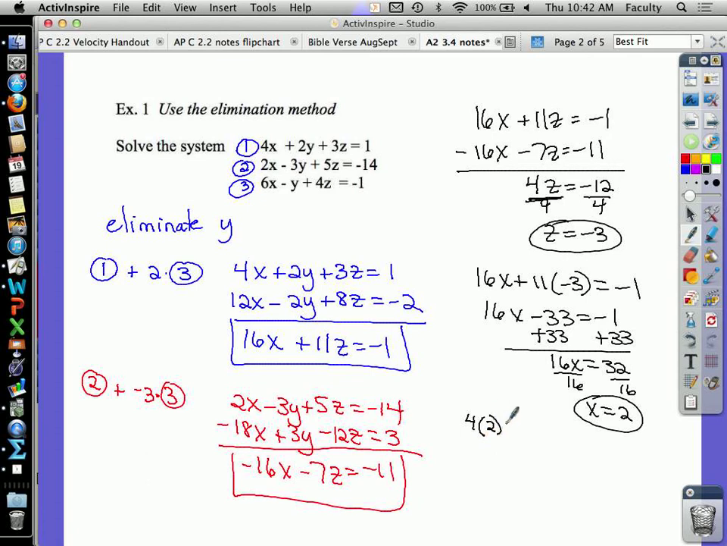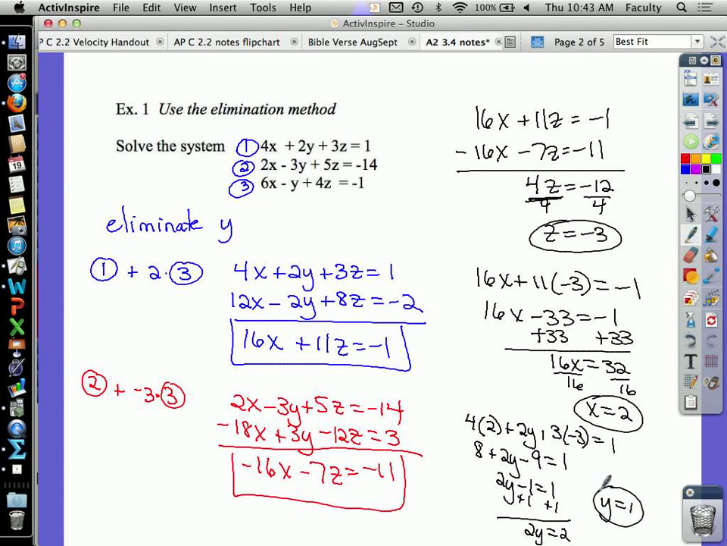4 times 2 plus 2y plus 3 times negative 3 equals 1. So we get 8 plus 2y minus 9 equals 1. I get 2y minus 1 equals 1. Add 1 to both sides. 2y equals 2, so y is 1.